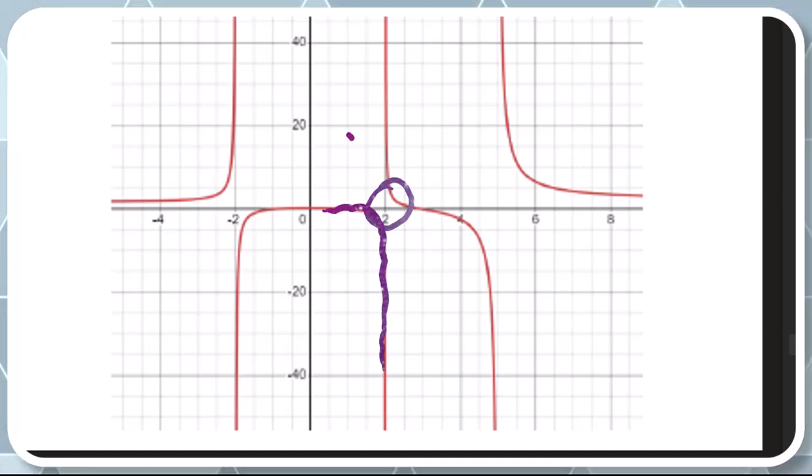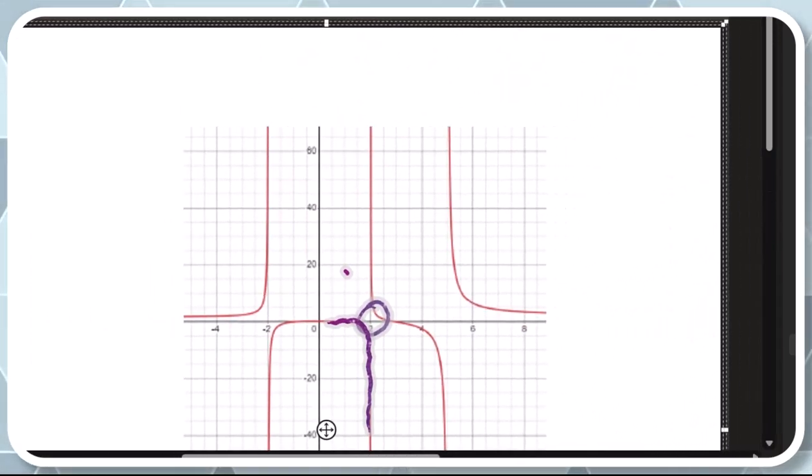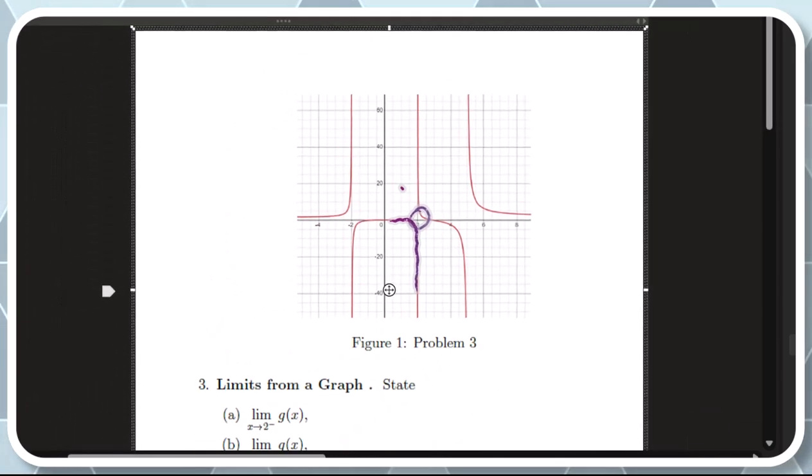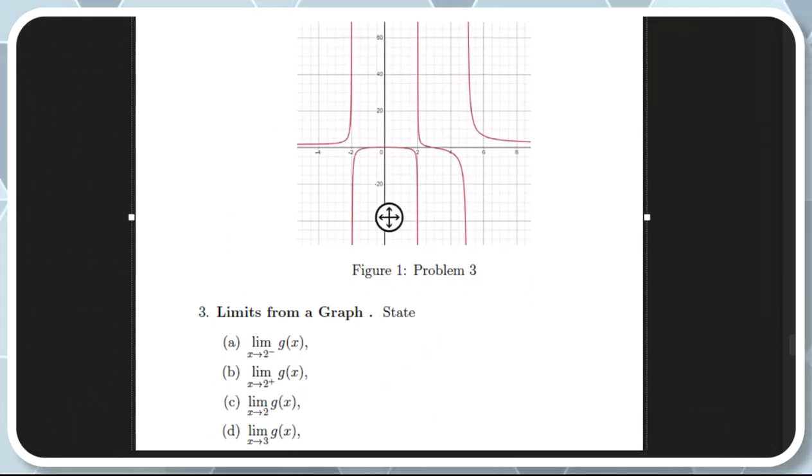It doesn't matter if the function exists there or not, it's just like you're going along, what would it be if it did exist? And this one is obviously going down to negative infinity. So from the left, the limit as x approaches 2 from the left is negative infinity.